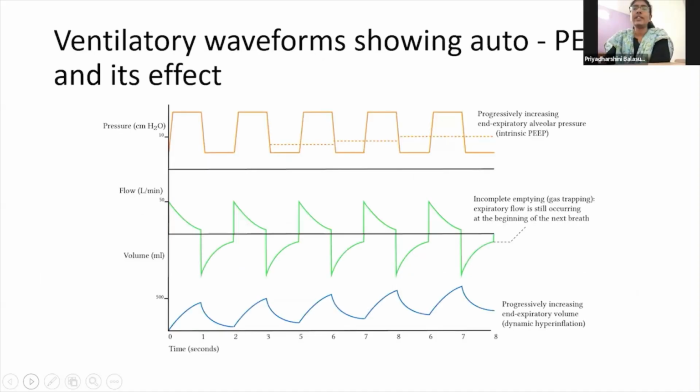So this is a ventilator waveform showing auto-PEEP and its effect. In the pressure time scalar, we can see there is a progressive increase in end expiratory alveolar pressure creating auto-PEEP, while in the flow time scalar, the expiratory flow is still occurring at the beginning of the next breath, resulting in air trapping, which progressively increases the end expiratory volume in the volume time scalar, resulting in dynamic hyperinflation.